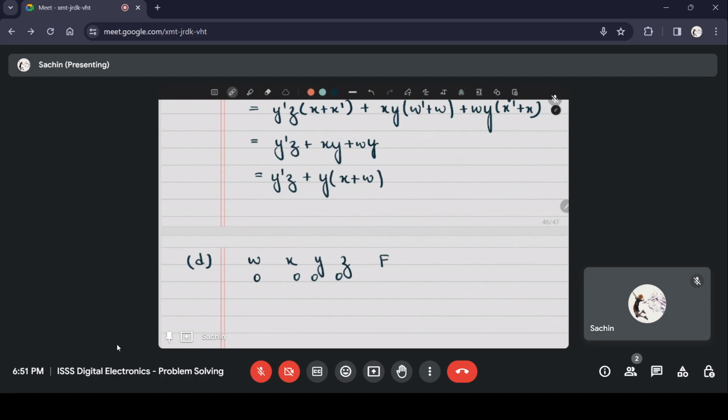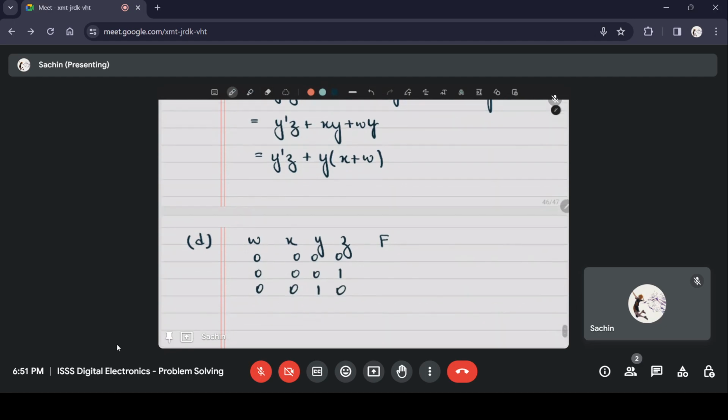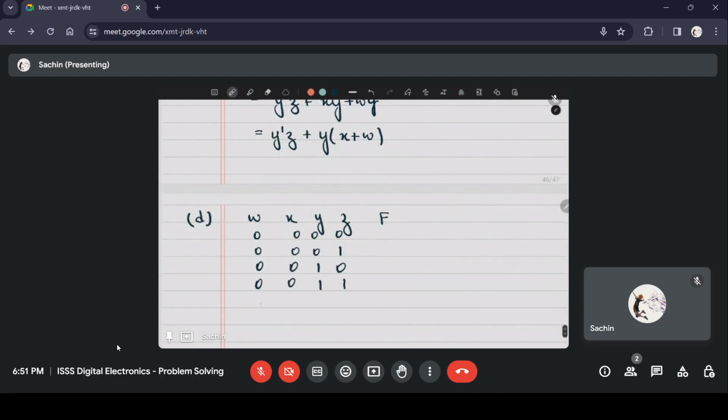So if y is 1 and x is 1, that term will become 1. Or if y is 1 and w is 1, that term will become 1. Or if y is 1 and x and w all three are 1, then the second term will become 1. So let's write down the input combinations first, and we'll come back to the function value later.